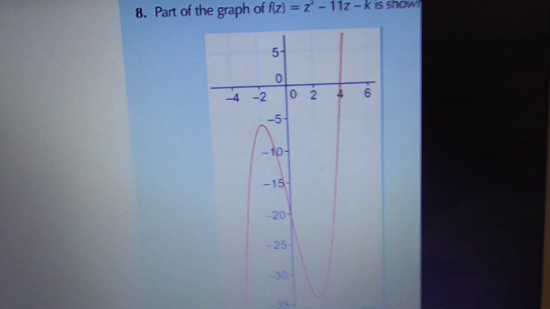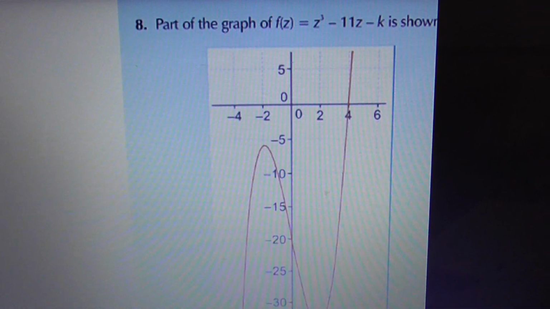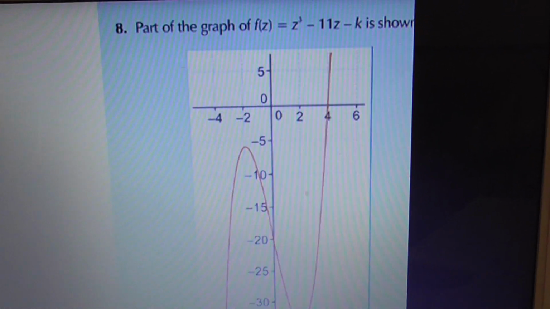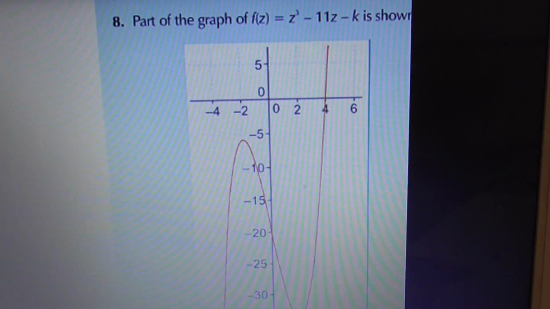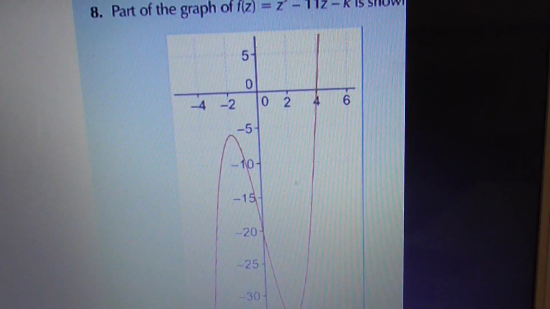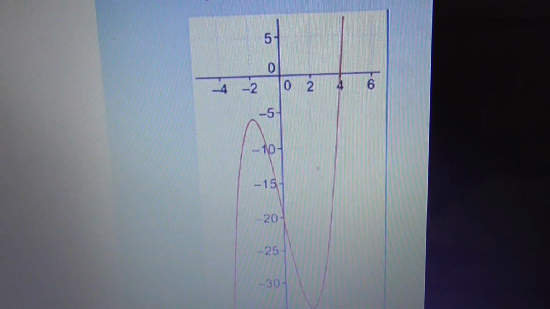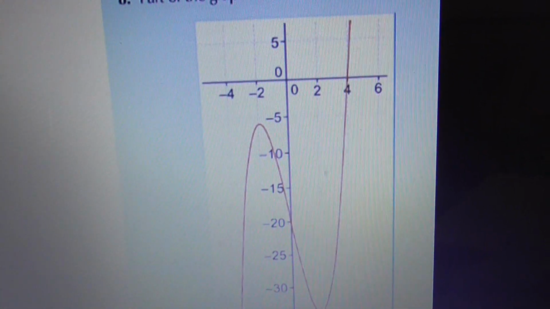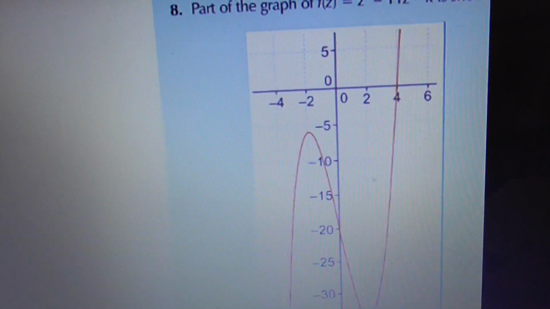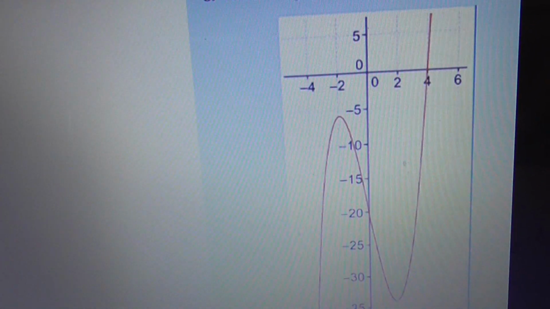Question 8. Okay, so you were given this graph. Part of the graph of f of z is z cubed minus 11z minus k as shown. The coordinates of the x and y intercepts are (a, 0) and (0, b), where a and b are integers, and write down the value of b and a. So pick out points on the graph.